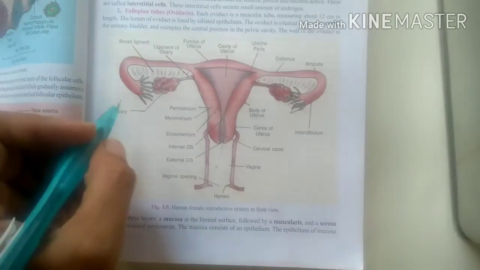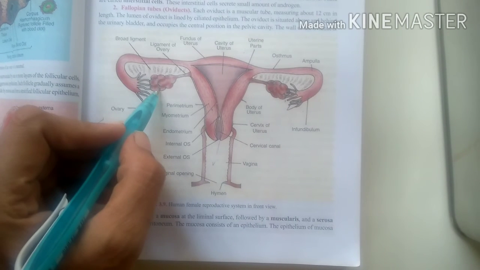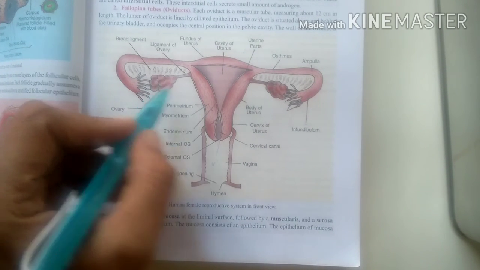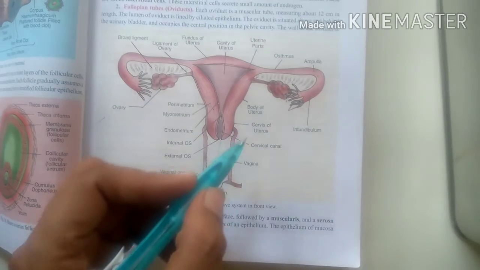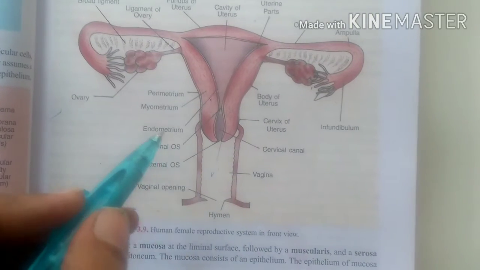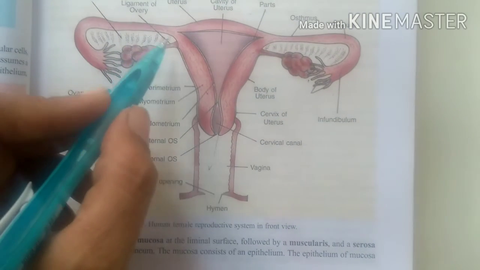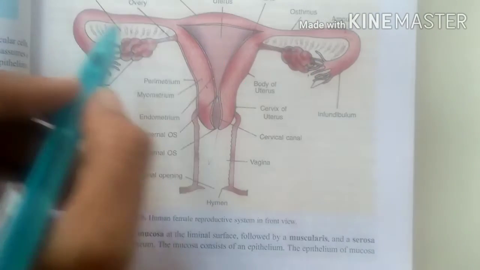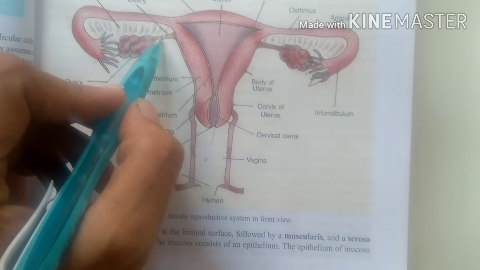This is the female reproductive system. Let us revise it once. These are two ovaries. They are female reproductive organs. Ovaries are connected with the uterus on both sides by the ovarian ligament.